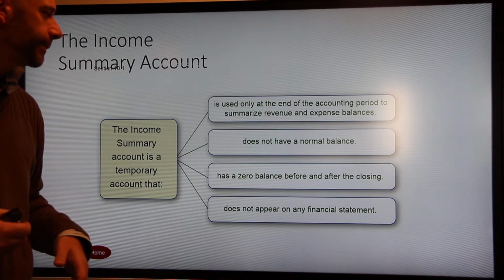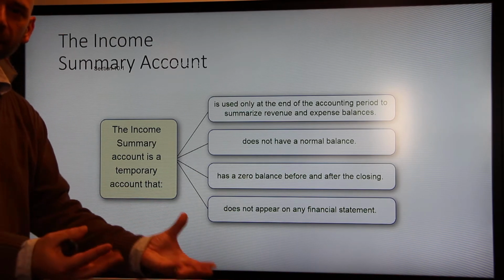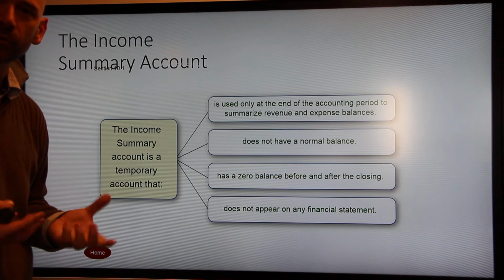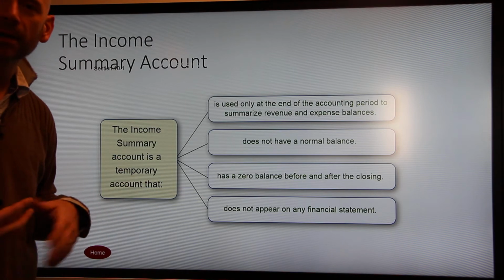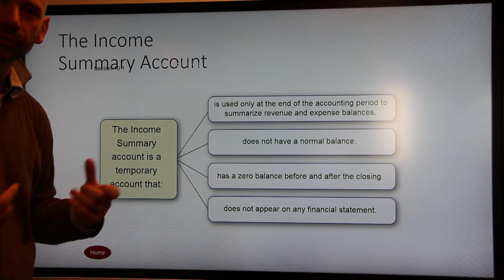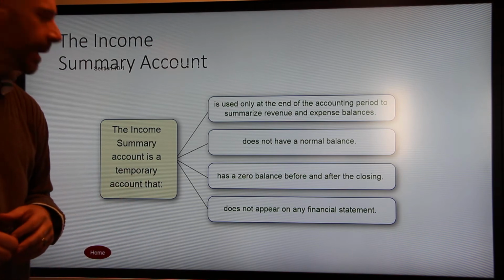It has a zero balance before and after closing. So it starts the month with a zero balance. It just takes those balances from expenses and revenue, passes them along, and then it has a zero balance once again. And it does not appear in any of the financial statements. It's just a tool used to transfer expenses and revenue balances to capital, and then it goes away again. Okay?